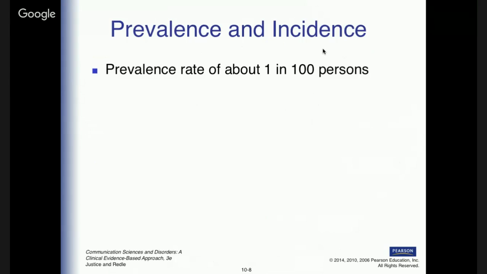All right, prevalence and incidence. Prevalence is how many people stutter right now. Overall, it's a rate of about 1 in 100 people.